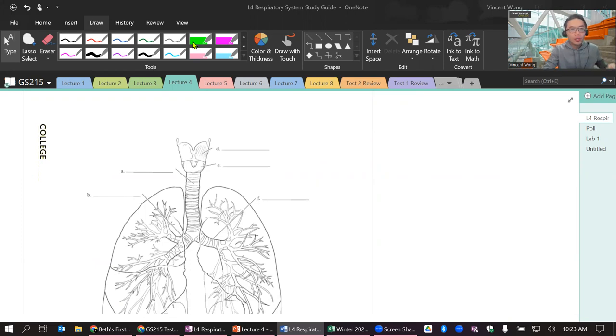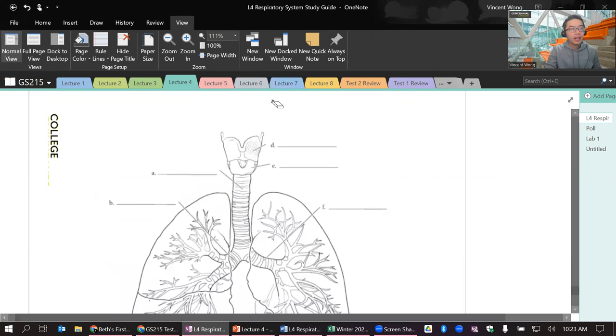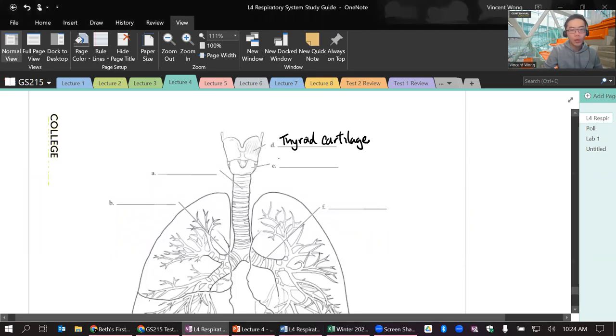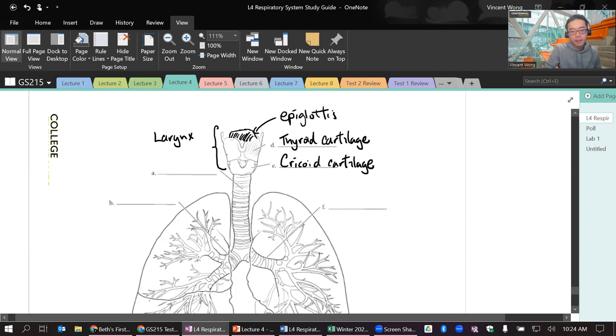All right. So over here, we have this thing. This is, of course, the thyroid cartilage. And over here, we have the cricoid cartilage. And you should know by now that this whole thing is our larynx, right? Now, if you want, you can add the epiglottis here. And then that opening right here that goes into the larynx, that's the glottis, right? So that's everything we've learned so far.